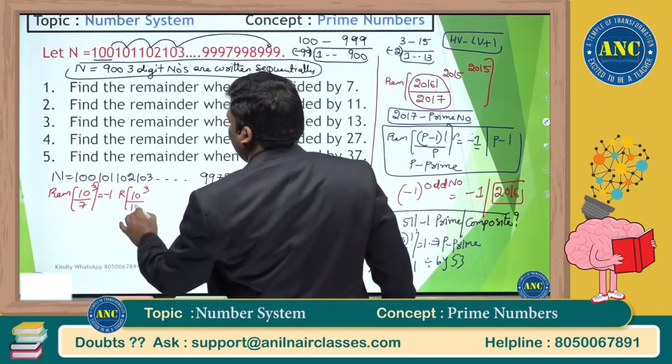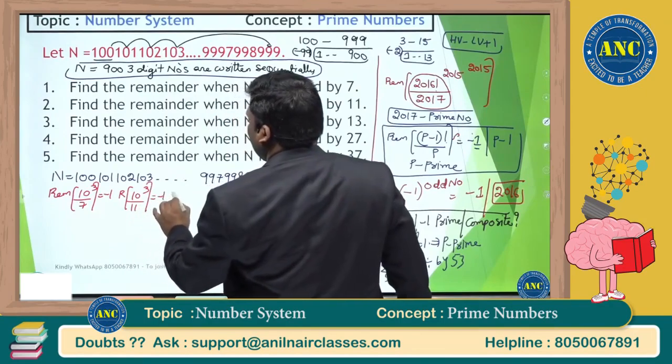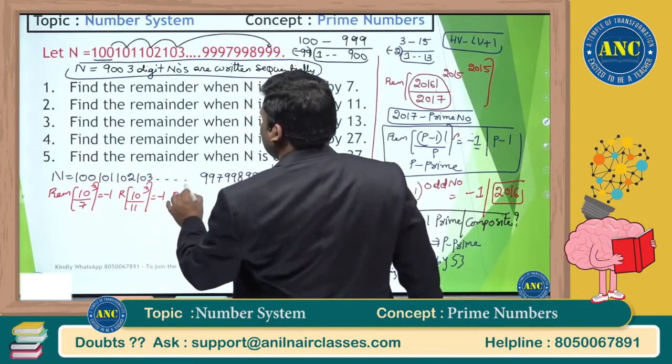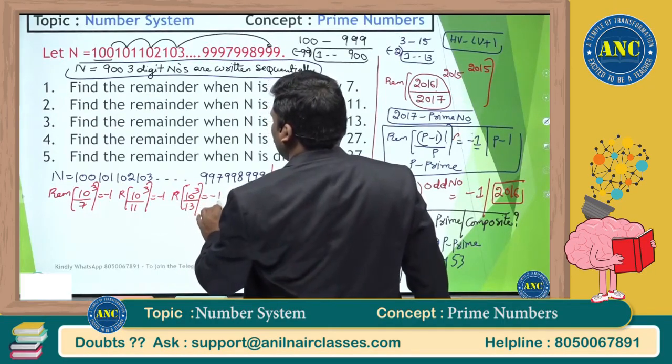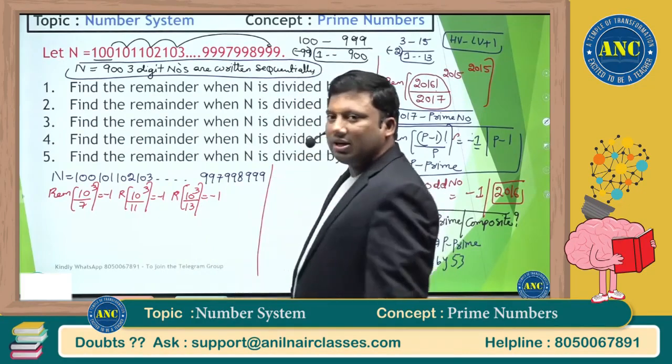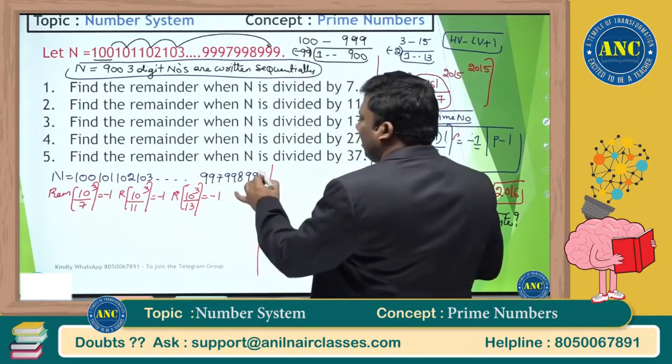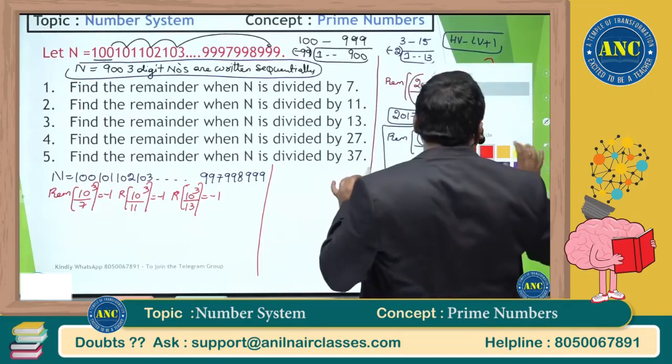11, it is minus 1. Yesterday we discussed the divisibility rule for 7, 11 and 13. 10 cube divided by 13, remainder minus 1. What is the divisibility rule for 7, 11 and 13?